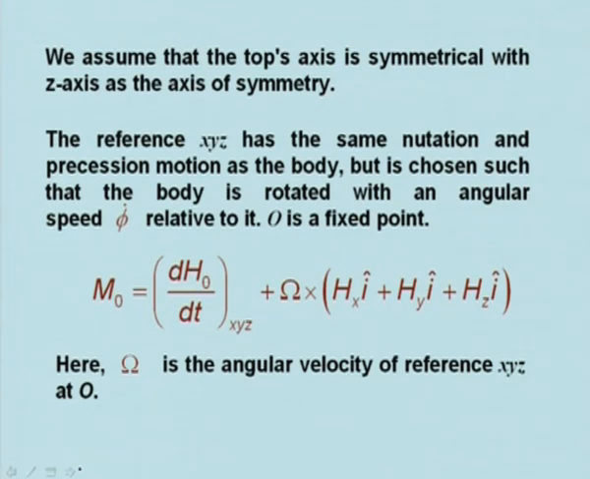O is a fixed point, then M0 is equal to dH0 by dt in xyz plus omega cross Hxi plus Hyj plus Hzk. Here omega is the angular velocity of the reference xyz at O.